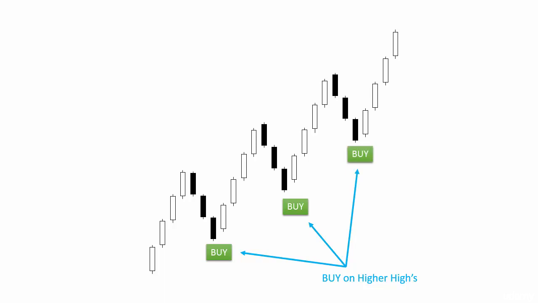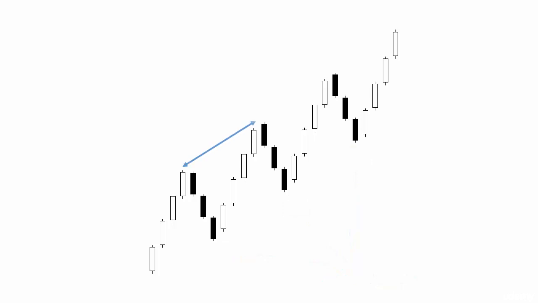Remember one thing very carefully: an uptrend is valid as long as every higher high is higher than the previous higher high and every higher low is higher than the previous higher low. That's the way we can tell that the upward momentum of the uptrend is still running strong.